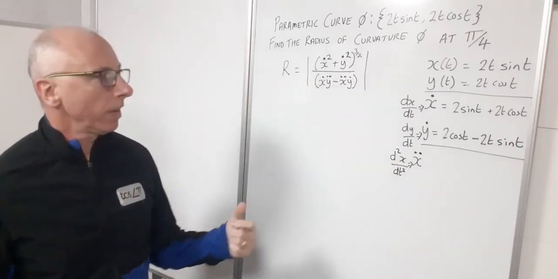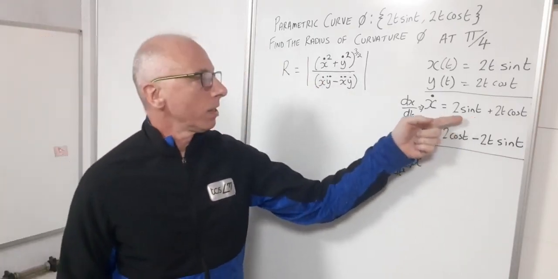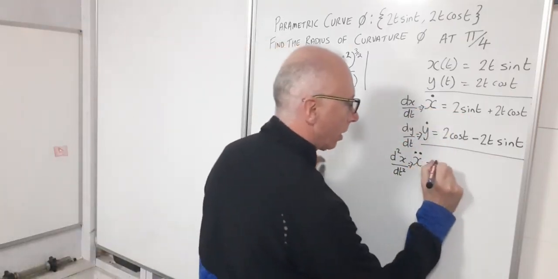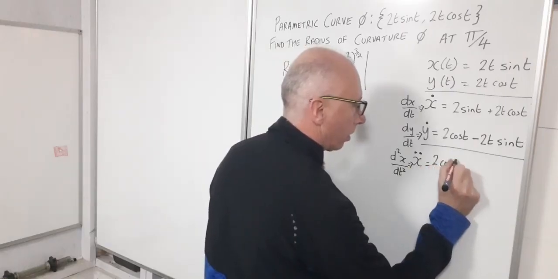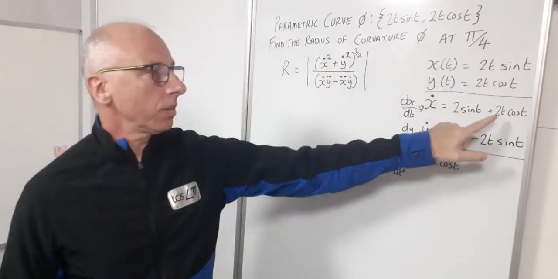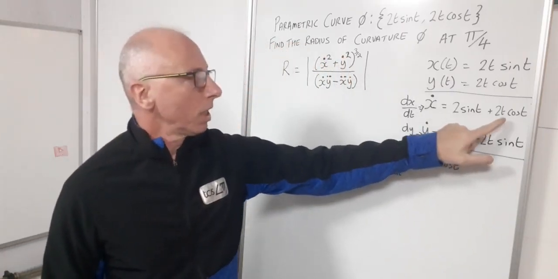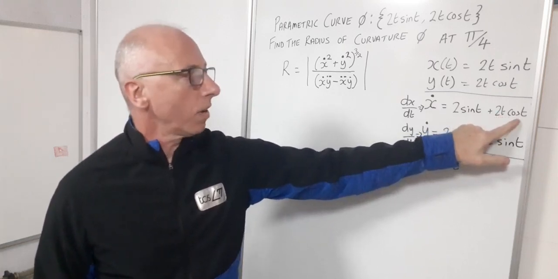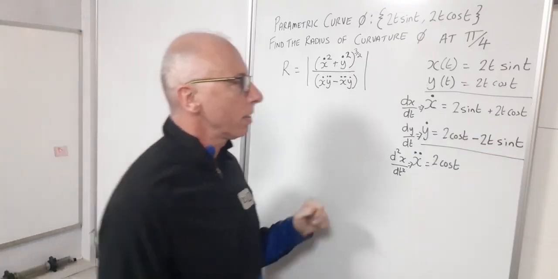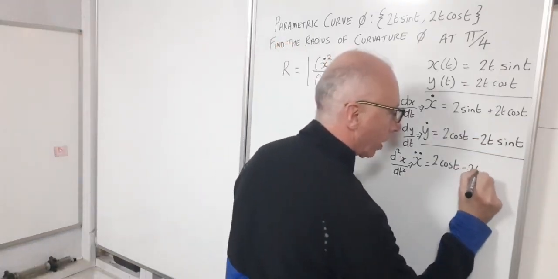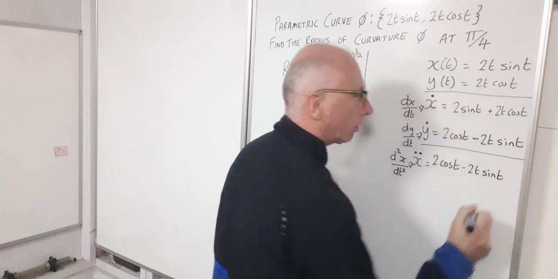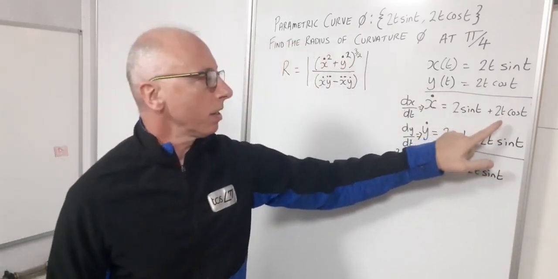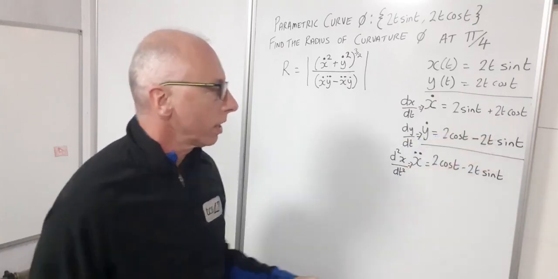So second derivative, hence we take the derivative of this. So the derivative of sine is cosine. So we've got 2 cosine t. And then we need to take the derivative of this using the product rule. So 2t, and then the derivative of cosine is negative sine. So we've got minus 2t sine t. And then this next one, we'll take the derivative of this and keep this. So we'll add 2 cosine t.